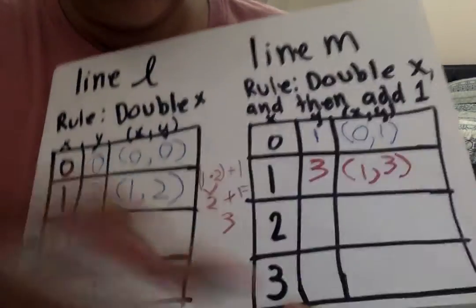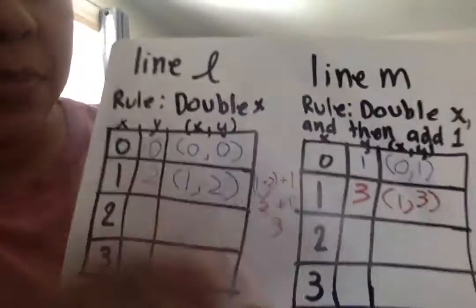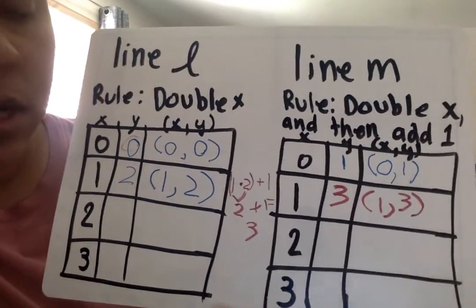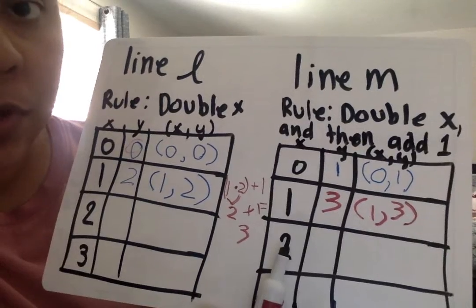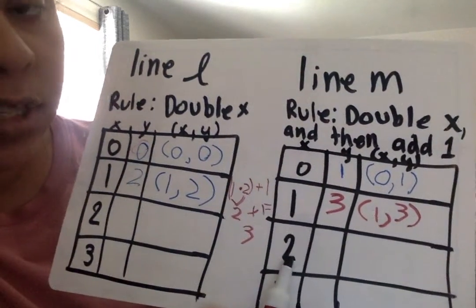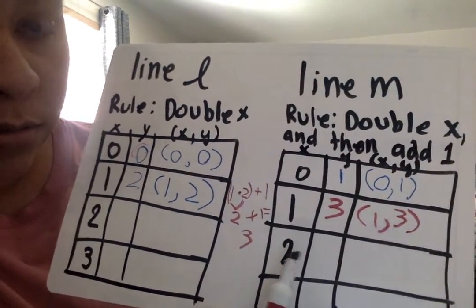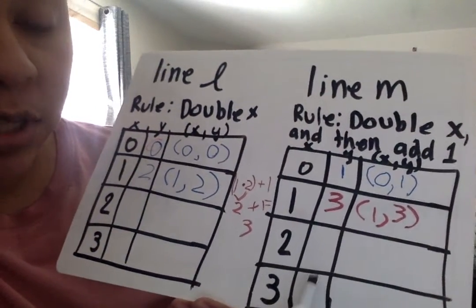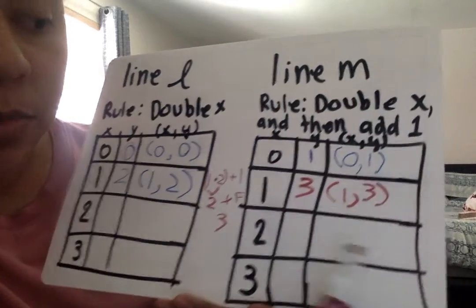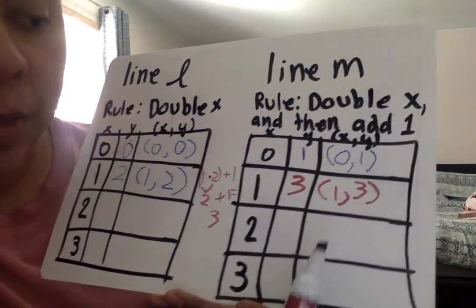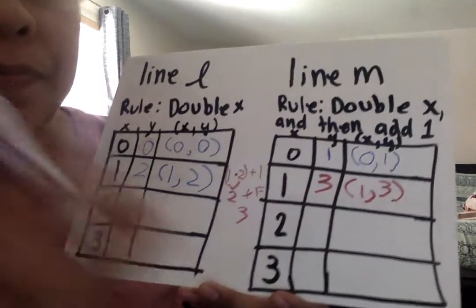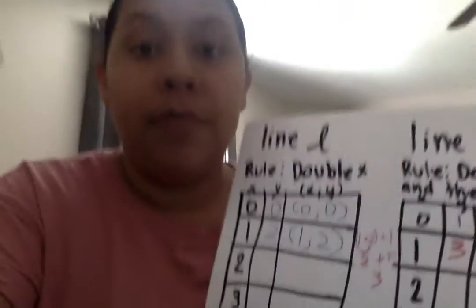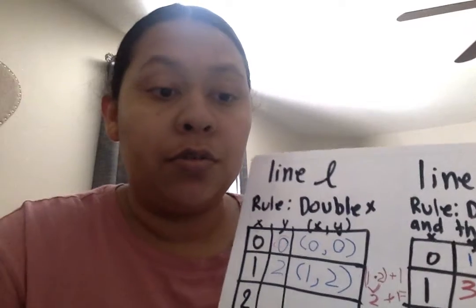So same steps to fill in your coordinate pairs for your next 2 rows. So 2 doubled, then add 1. So 2 times 2 plus 1. 3 times 2 plus 1. And then plug in your y coordinate here. And then plug in your ordered pairs in the blanks as well. So go ahead and click pause if you want to stop to do that. And then come back so we can do part A.